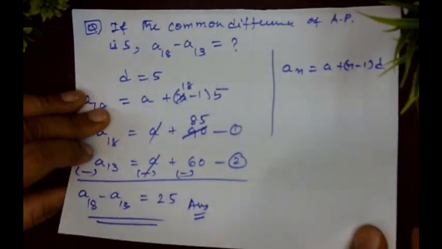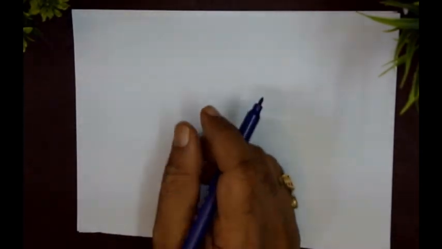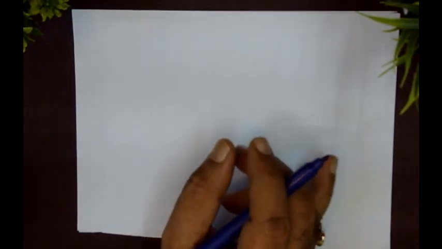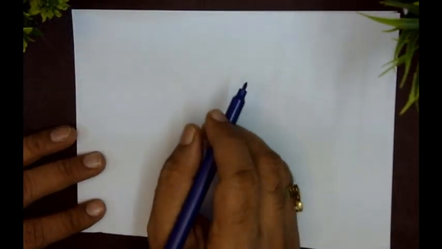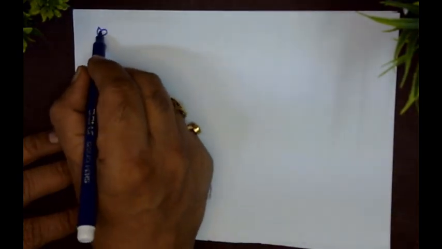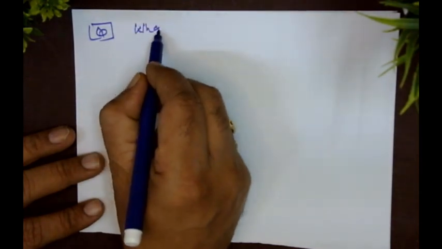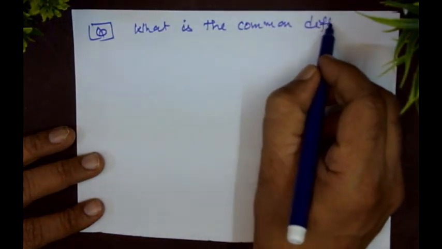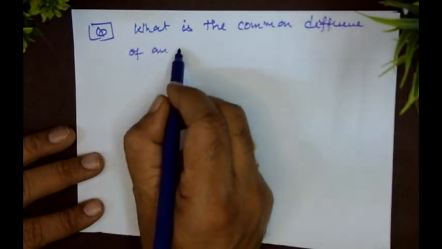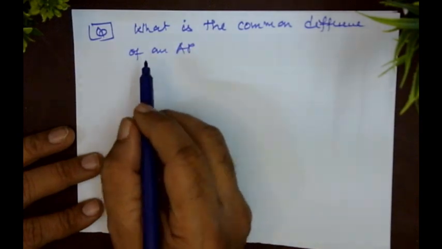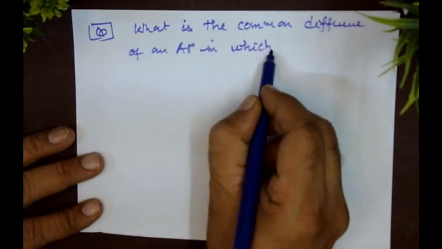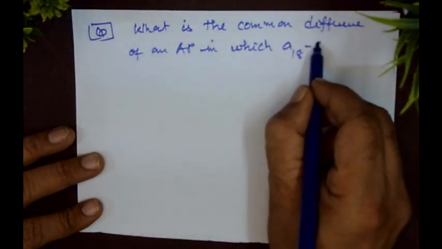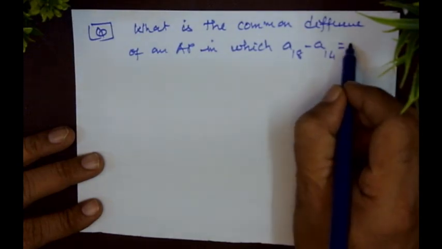Next question. What is the common difference of an AP in which a18 minus a14 is equal to 32?